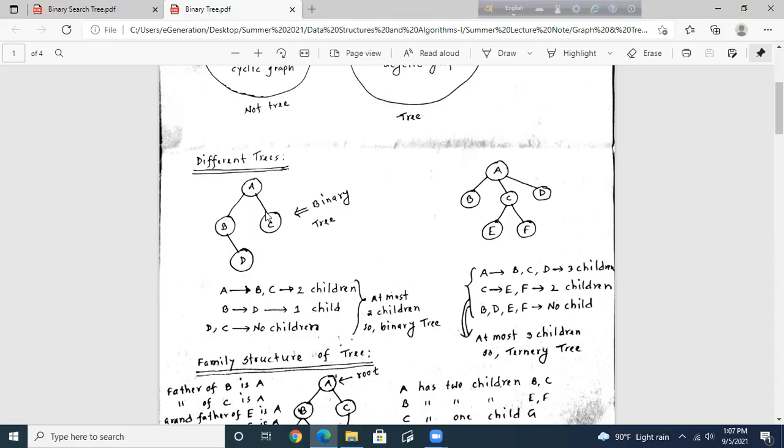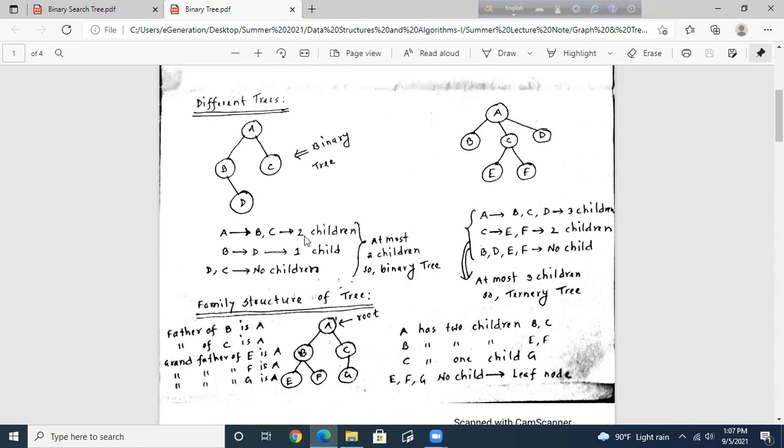Dear student, A contains two children, B and C. B contains one child, that is D. D and C do not contain any children. So it is a binary tree, not a full binary tree and not a complete binary tree, but it is a binary tree because every node has at most two children.